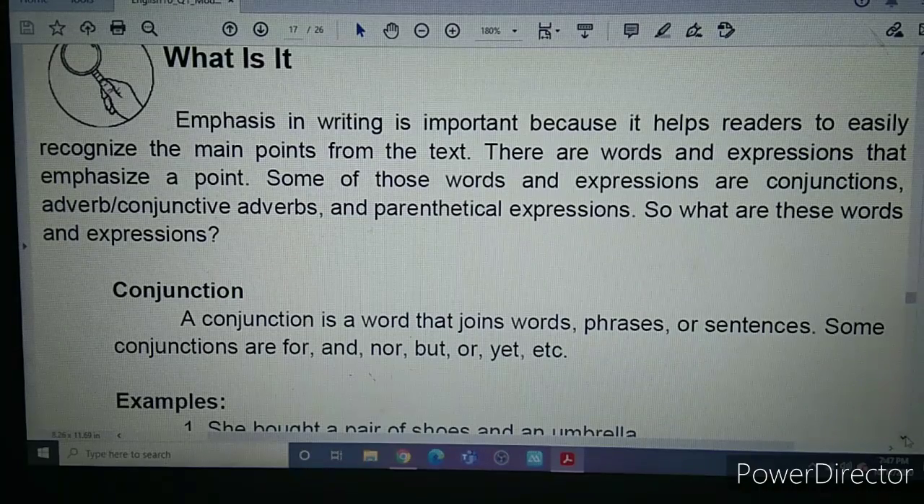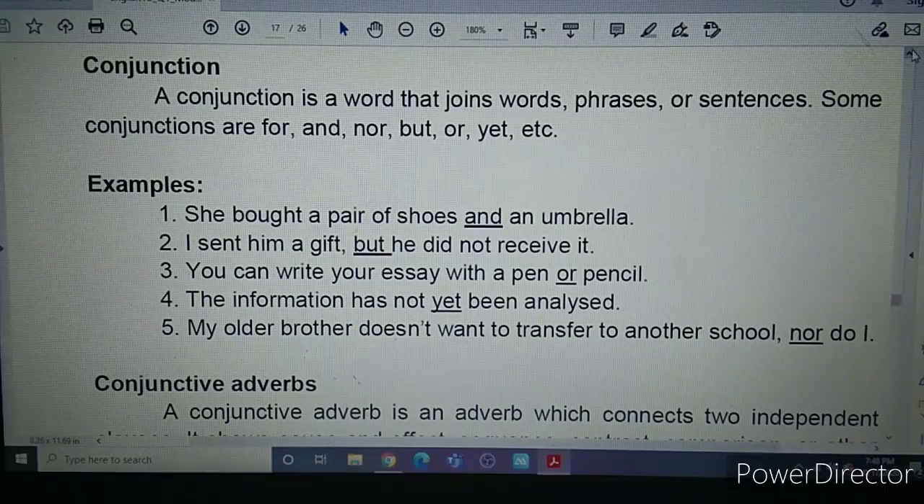A conjunction is a word that joins words, phrases, or sentences. Some conjunctions are for, and, nor, but, or, yet, and so on. We have 5 examples below, and all of the underlined words are examples of conjunctions. Now let us read all of those.